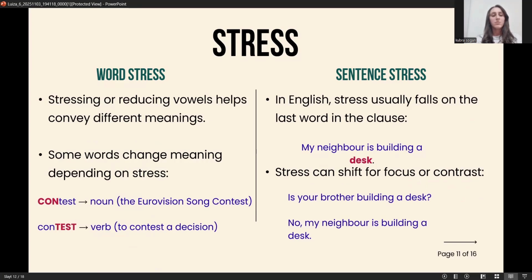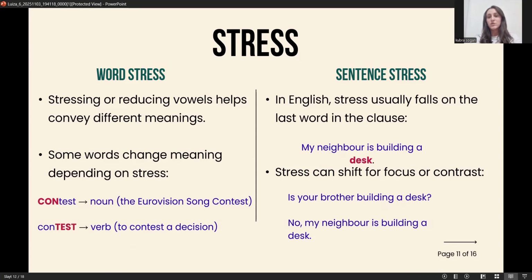Stress, as I mentioned before, there are two kinds of stress, word stress and sentence stress. Word stress: stressing or reducing vowels helps convey different meanings. Some words change meaning depending on stress. For example, the noun contest, as in the Eurovision Song Contest, and the verb contest, as in to contest a decision.